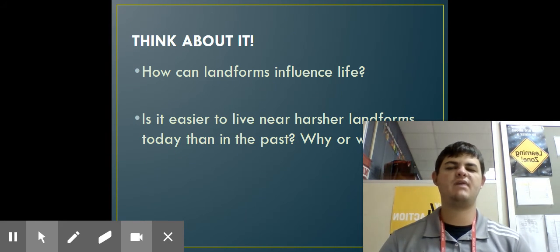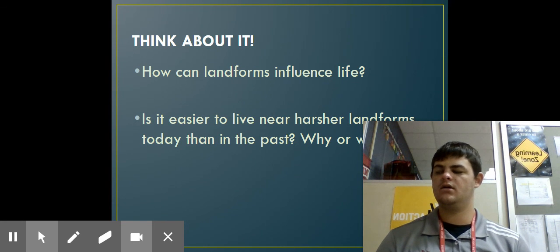Then I just want you to think about this. How can landforms influence life? Is it easier to live near harsher landforms today than it was in the past? Why or why not? So those are just a couple of questions that we will talk about in class and have a discussion about. And then as far as work for the day, we'll be doing a worksheet on different types of landforms.